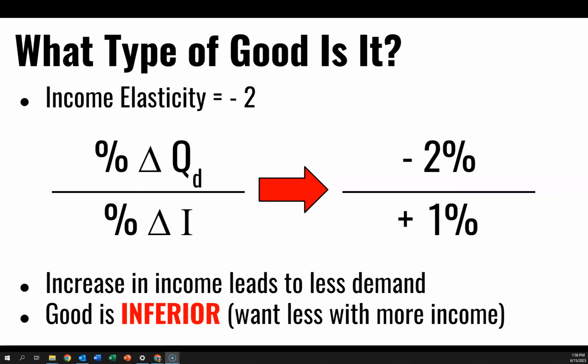My income rose by 1%. I want 2% more than before. Then that would be a positive over a positive. And so that would indicate it's a normal good. We can then break the normal good down into two different categories, either a necessity or a luxury.